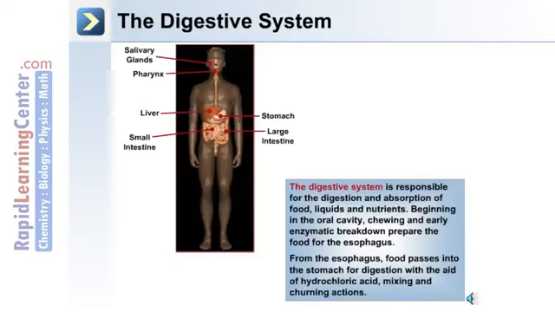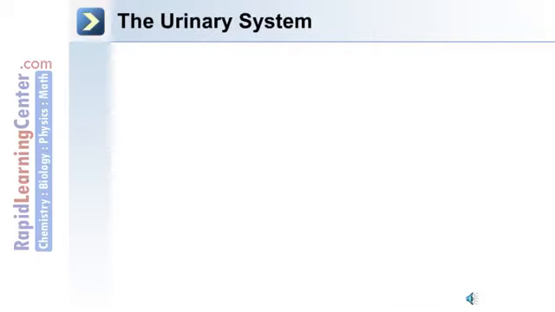Beginning in the oral cavity, enzymatic activity starts to break down starches. From the esophagus, food passes next into the stomach. In the stomach, food is digested with the aid of hydrochloric acid and mixing and churning actions. Along with the gastrointestinal system, waste products are excreted from the body through the urinary system.